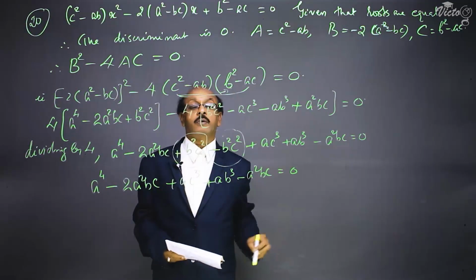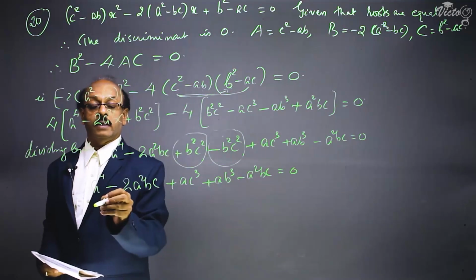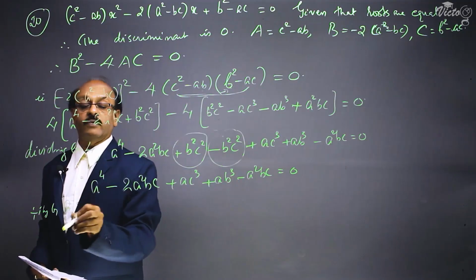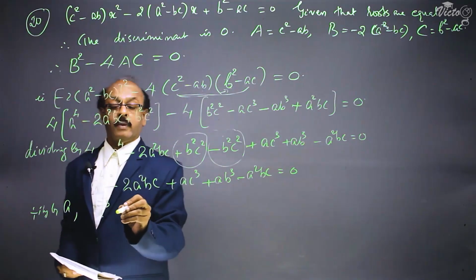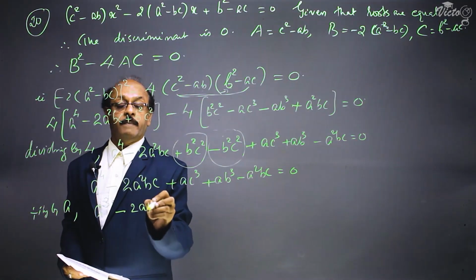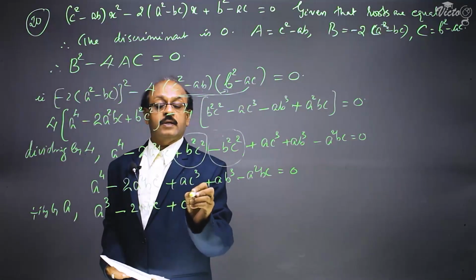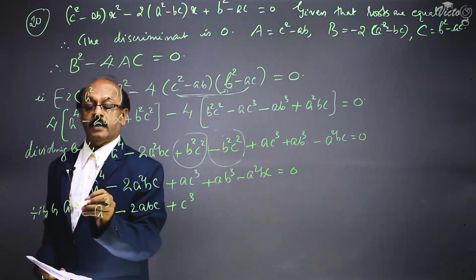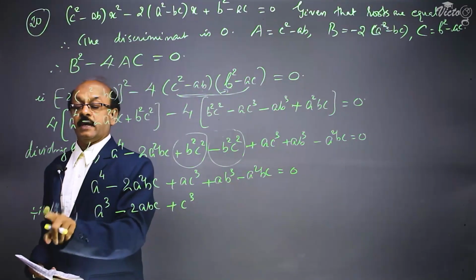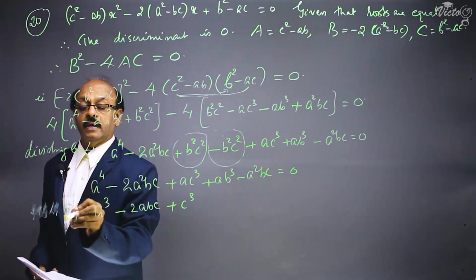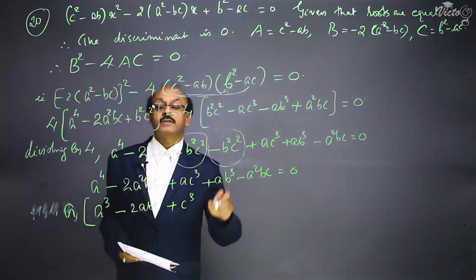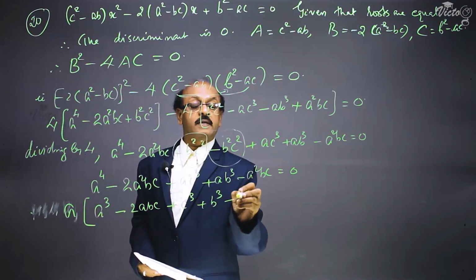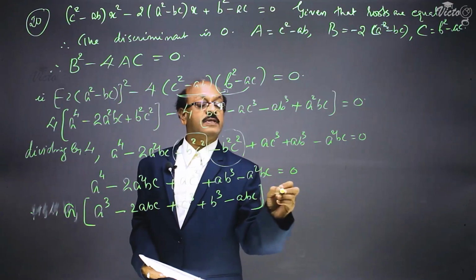We can divide throughout by a. Or we can take a as a common factor: a into a cube minus 2abc plus c cube plus b cube minus abc, which is equal to 0.